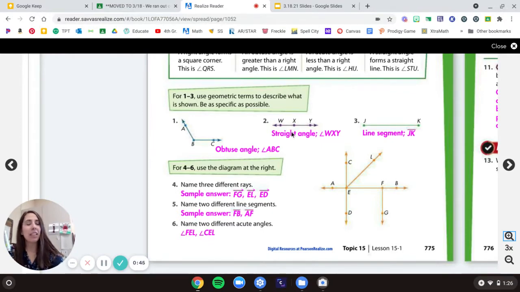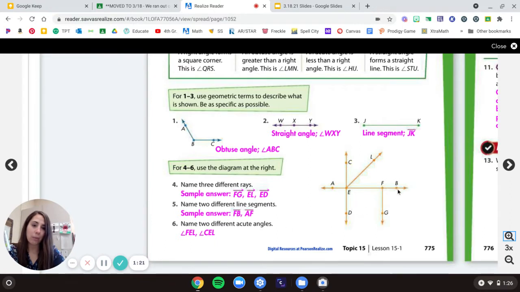Number 2, you might have said line, but we talked about why this would be a straight angle instead of a line. Do you remember? Because it has those 3 points on it. That makes it a straight angle compared to if it just had the W and the Y for a line. So you might have said angle WXY or angle YXW. Either one would be good, but not line WXY, because if we have 3, then it's an angle.